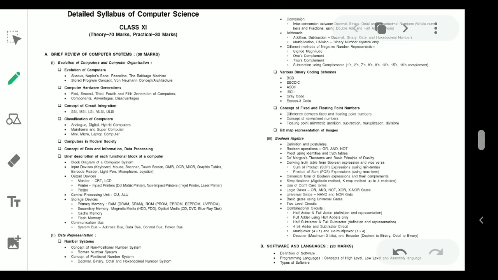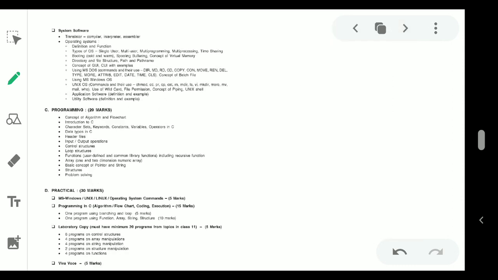Now come to the 70 marks part. The first chapter is the brief review of the computer system, and it carries 30 marks. Under this there is data representation, and Boolean algebra is also there. It is a combination of 3 chapters. Now come to software and languages, which comprises 20 marks. It will cover DOS, Windows, Linux, and other systems.